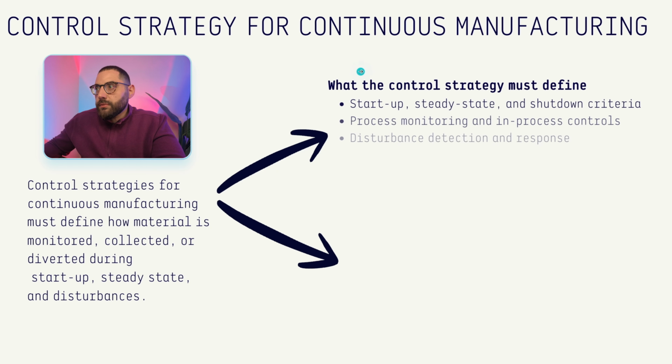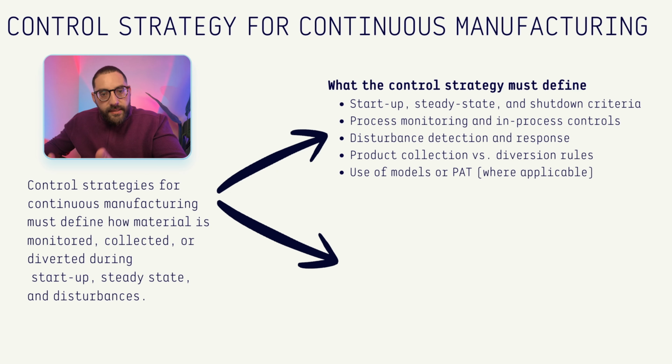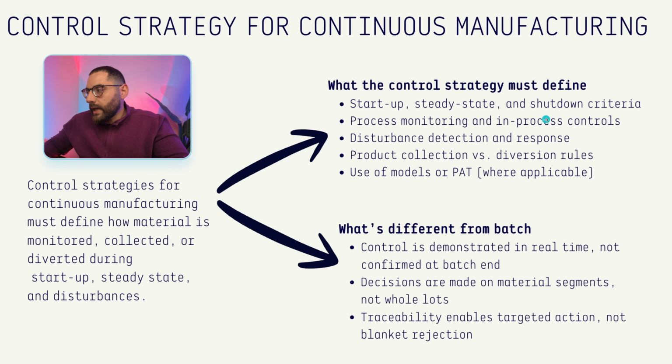And it needs to establish decision rules for when material is collected, if you need to divert material, how that happens, what conditions are considered acceptable, and how deviations will be managed if your process doesn't stop. It's also important to note that because these processes often require a lot of investment, they tend to have more integrated process analytical technology, or PAT, on the equipment or as part of the manufacturing or control process. And for the control strategy, it's really important to have traceability considerations.